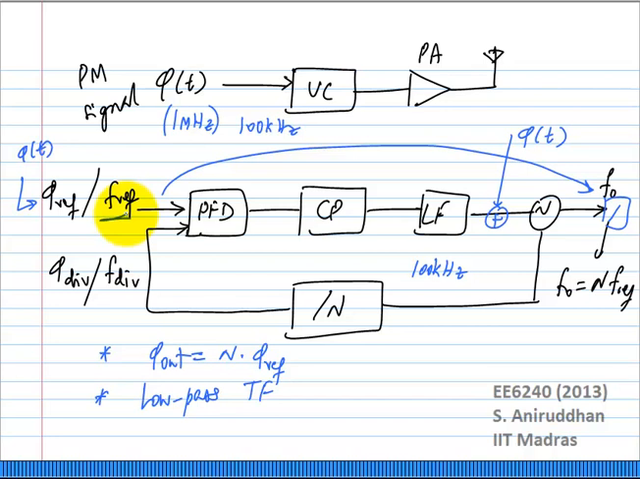So you are actually doing upconversion using the PLL. Is that clear? So that is one way to do it. The second way to do it is to actually give phi of t to the divider, because you know that the output phase and output frequency is a function of the division ratio also.